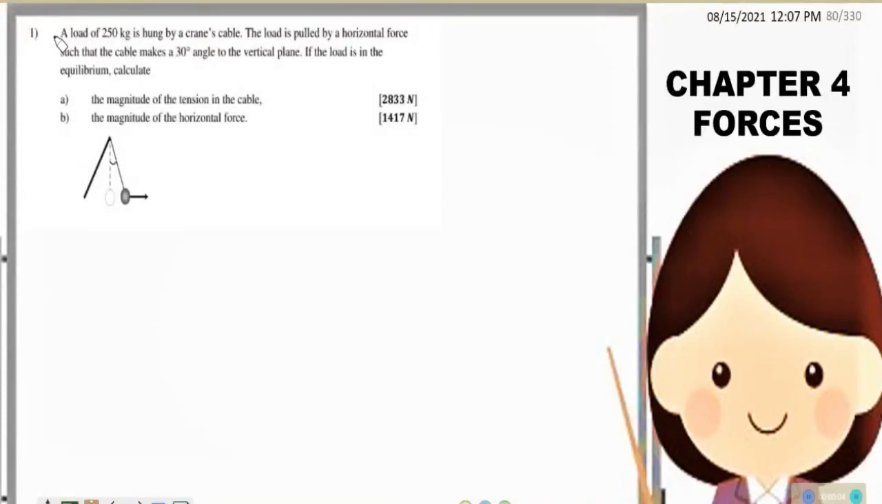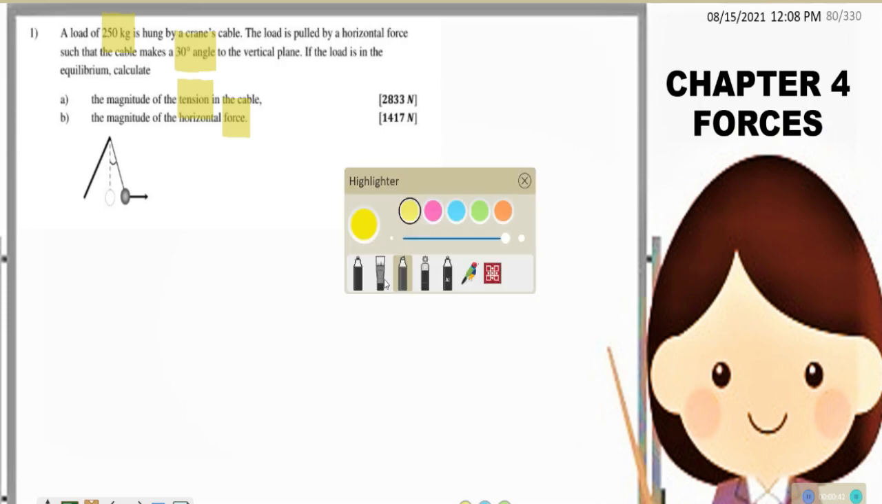Today we will discuss the tutorial questions on chapter 4, forces. The first question: a load of 250 kg is hung by a crane cable. The load is pulled by a horizontal force such that the cable makes a 30-degree angle to the vertical plane. If the load is in equilibrium, meaning that it's static, meaning that it is balanced, calculate the magnitude of the tension in the cable and also the horizontal force. Let us start to answer the question.